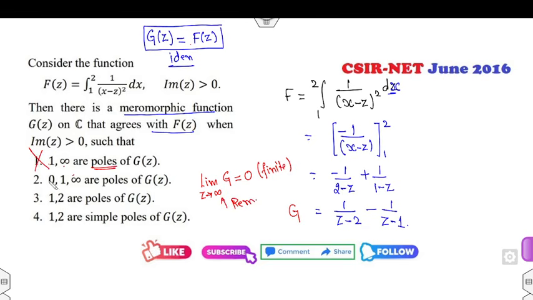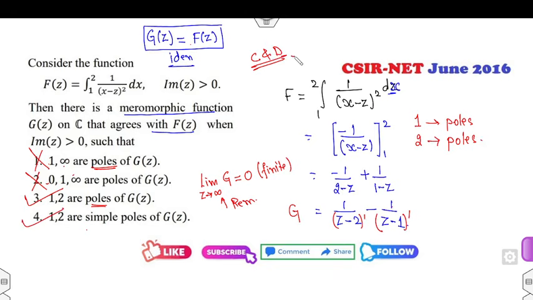So this option is cancelled, this option is cancelled. Once you take the limit at z equals 1 and 2: at 1, it goes to infinity. 1 over 0 is infinity, so 1 is a pole. At 2, again the limit goes to infinity, yes, it is a pole. Again you can see the powers are 1, so the order is also 1. 1 is a simple pole. C and D are the correct answers of this problem.